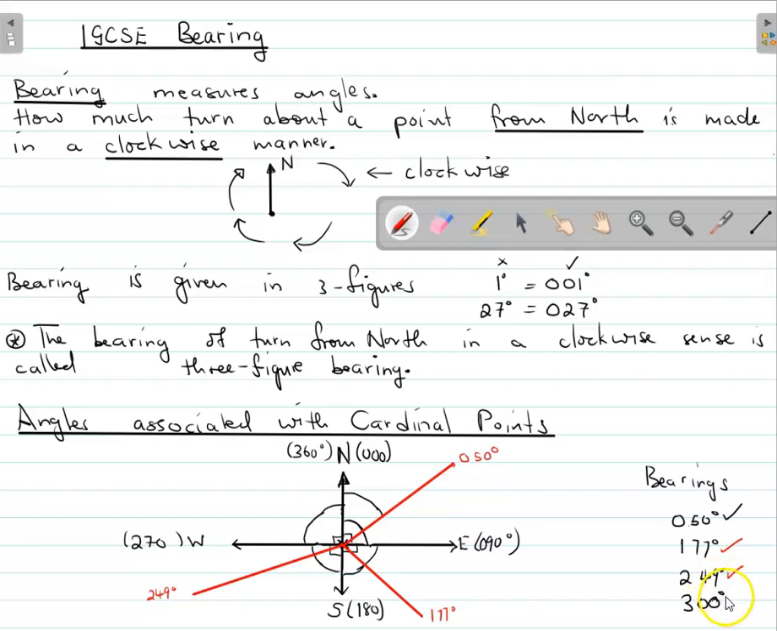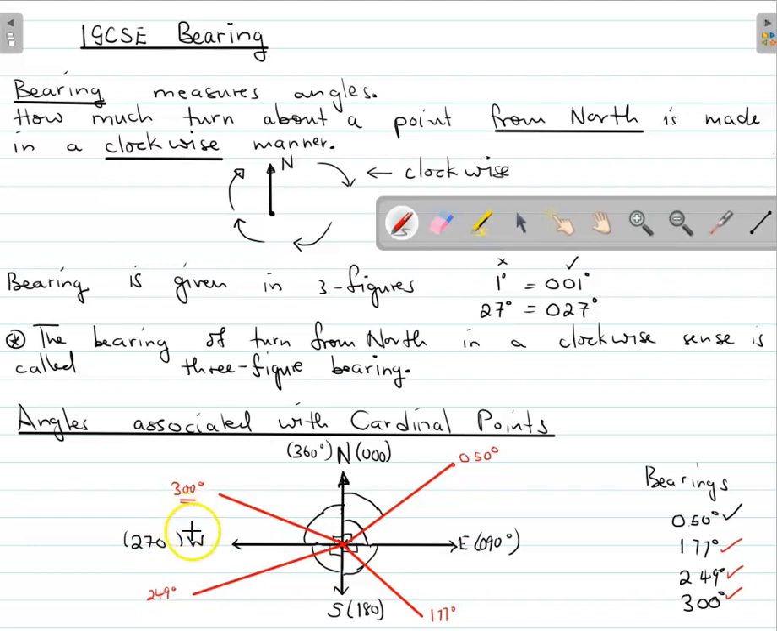And finally, the bearing of 300 is between 270 and 360, so your line can come anywhere there. You can have your line coming in at this direction, or like this. The moment you know that this angle is between these ones, then you can map your direction very, very easily. So understanding the cardinal points will always assist you in this endeavor.